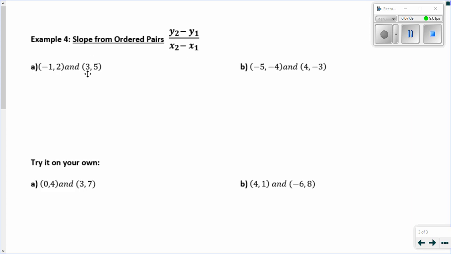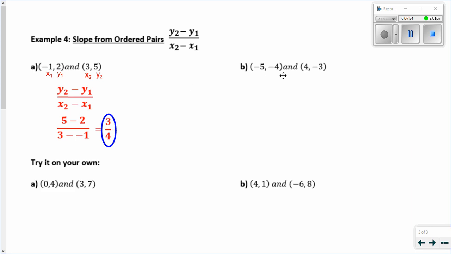Okay, so when I have 2 points, I can label them as, okay, you're going to be x1, you'll be y1, you'll be x2, you'll be y2, and then plug them into the formula. So what that means is I'm going to do 5 minus 2 over 3 minus negative 1. There's my formula. So I'm going to fill it in. And then I just go ahead and simplify. So 5 minus 2 gives me 3. And 3 minus negative 1 gives me positive 4. I can't reduce it anymore. So 3/4 is my slope.